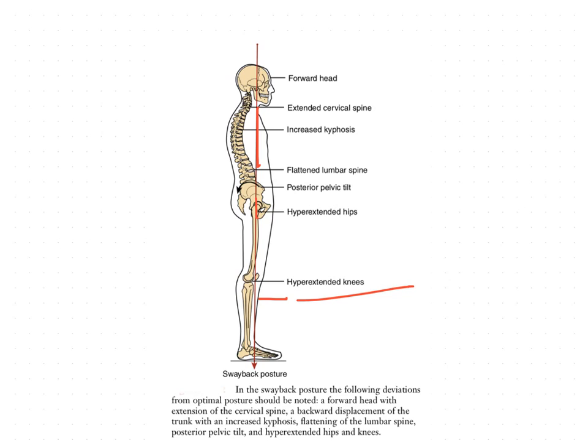In the sway back posture, from the optimal position you can find the deviations. One is a forward head with extension of the cervical spine, a backward displacement of the trunk, and with an increased kyphosis, flattening of the lumbar spine we can find, which also causes posterior pelvic tilt and hyperextended hips and knees. So because of the habits from childhood, such kind of posture can be seen in adults. So now we are going to discuss the pelvis.